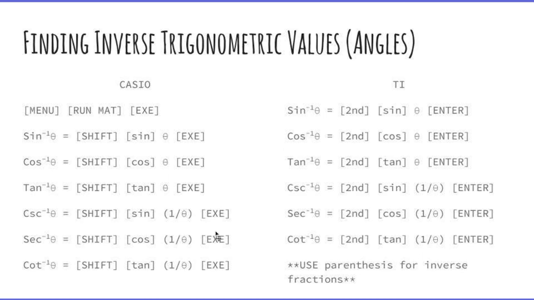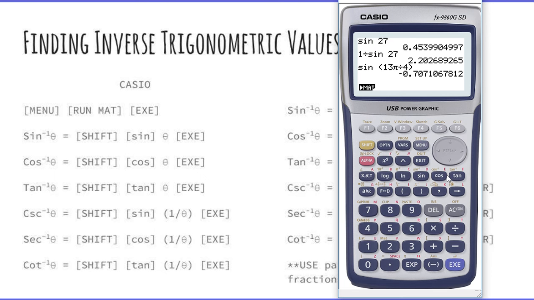All right, the other thing that we can do is we can find the measure of an angle if we're given the value of the trig function. So they tell you sine is 5 over 12. You can find what angle that would be. To do that, we need that inverse sine, so it has a -1 and it's above it, so it would be Shift sine, and then type in whatever value they give you.